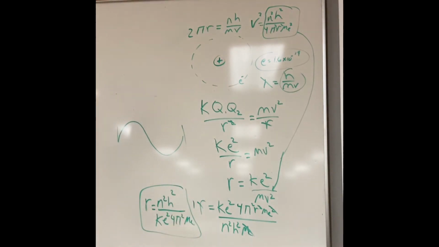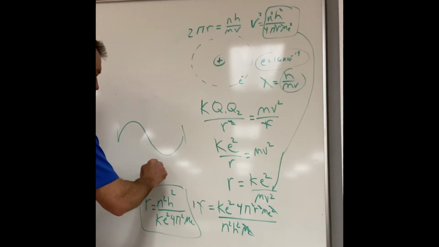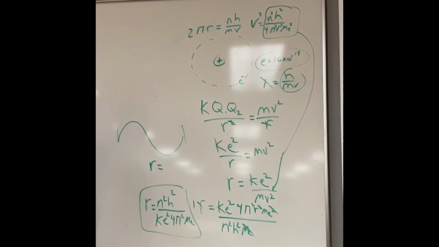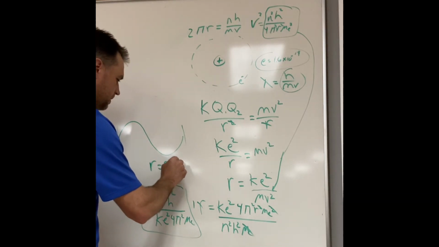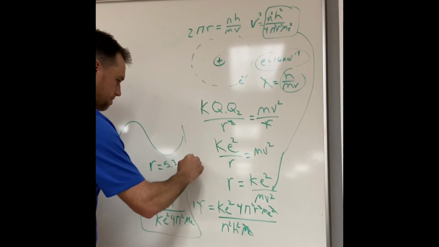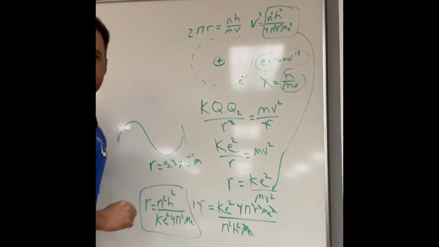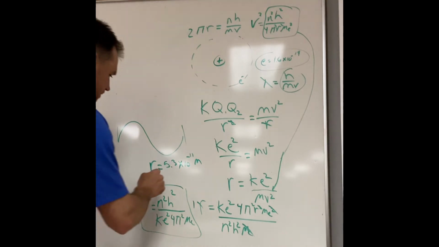All right, so what is that radius? Well, if you put all those numbers in, let's just put 1 for n, because we'll just find the first energy level. We put 6.626 times 10 to the negative 34th for h, 9 times 10 to the 9th for k, 1.6 times 10 to the negative 19th for e, 3.14 for pi, and 9.11 times 10 to the negative 31st for the mass of the electron. Bohr calculated the radius to be 5.3 times 10 to the negative 11th meters. That's where the electron is from the nucleus. Or, I think it's 0.053 nanometers.